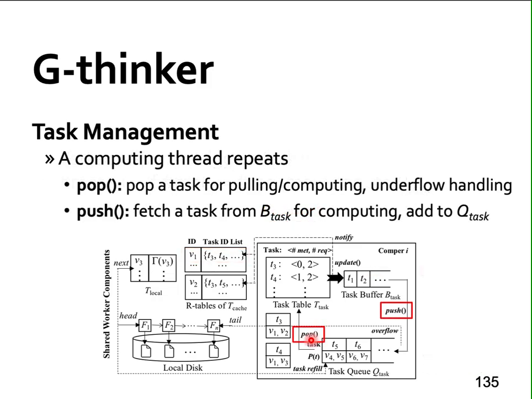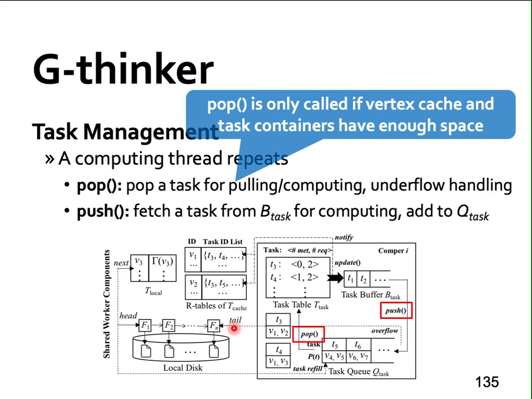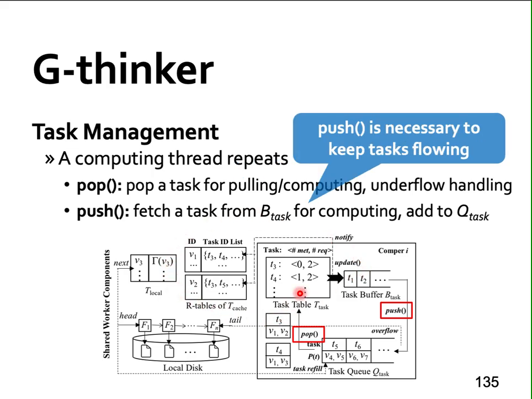Each computing thread keeps calling pop to take tasks for processing, and calling push to compute the ready tasks and add them to the task queue if more processing is needed. Newly created tasks are also appended to the task queue, and tasks may be spilled to the disk. We remark that pop is only called if the vertex cache and task containers have enough space. If the vertex cache or task containers reach their capacity limit, we only repeat the push function to process ready tasks, so that vertices can be released from the vertex cache to make room. And pop can then be restored to request more vertices for new tasks.